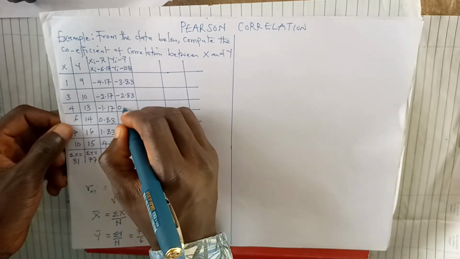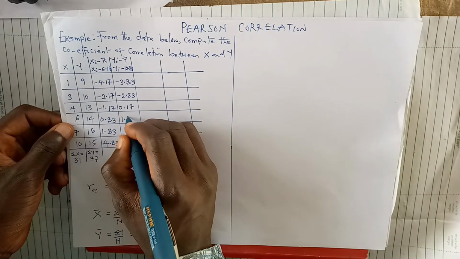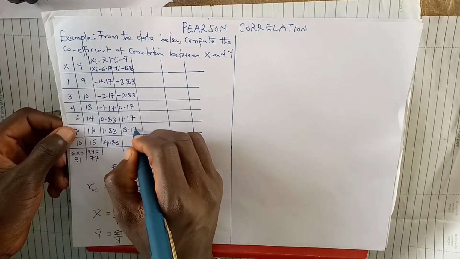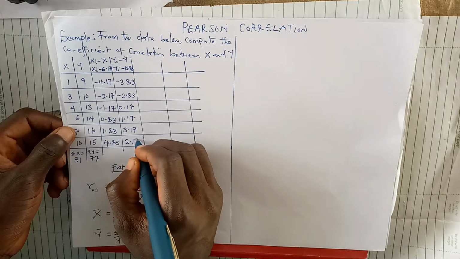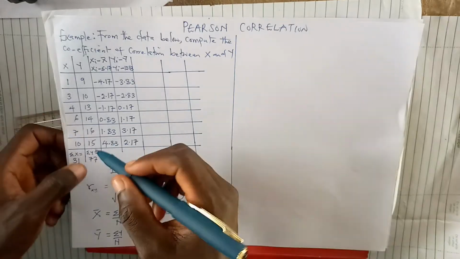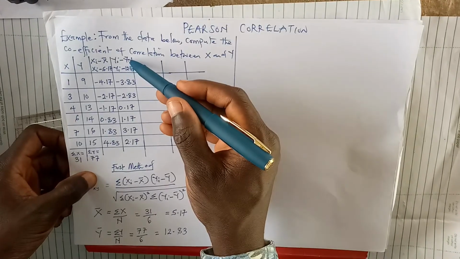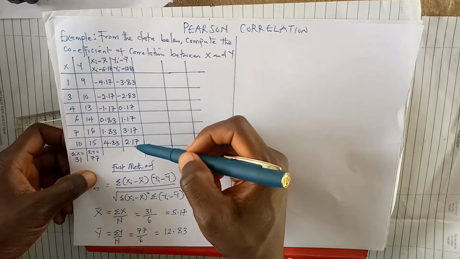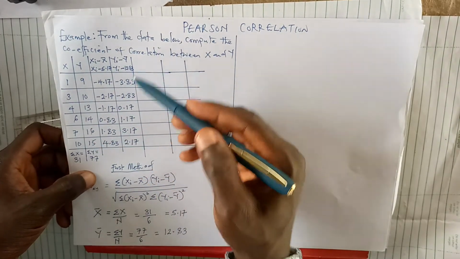The other column will give us 0.17. The other column is 1.17. The other column is 3.17, and the last column here is 2.17. You remember, each value in this column minus the mean of y, which is 12.83. We've already gotten it here. This gives us all the values here. So the last value of y is 15. So we say 15 minus 12.83. We have 2.17.